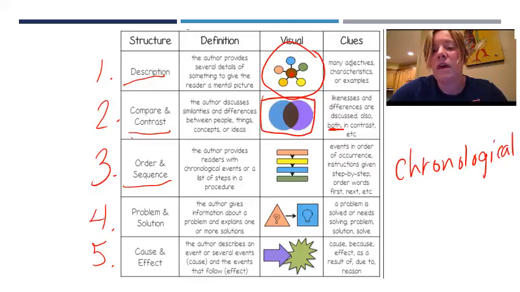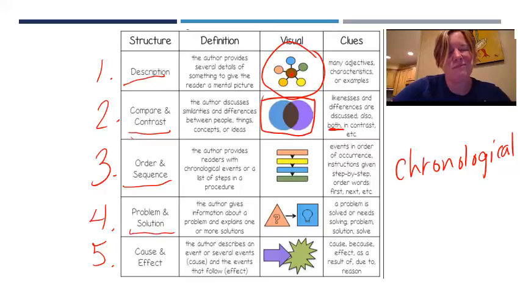Chronological. That's when you put things in order. So it's going to be the steps of something, or it's going to be something in time order. A lot of times you're going to see words like first, next, last, finally. Anytime you see the steps of something, or you see the actions of something in order, you know that is going to be organized in order and sequence.